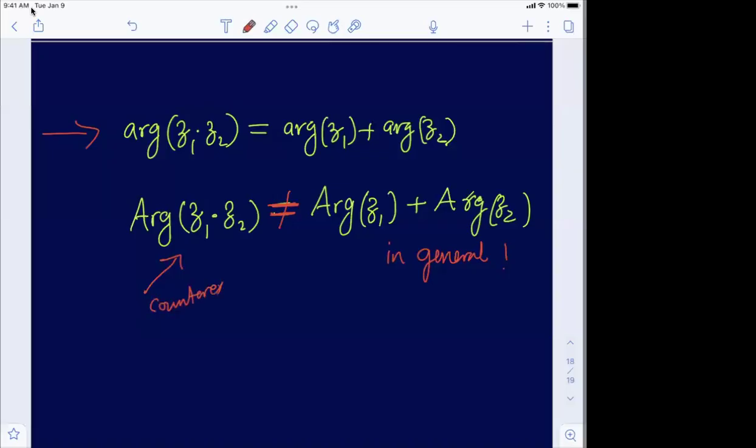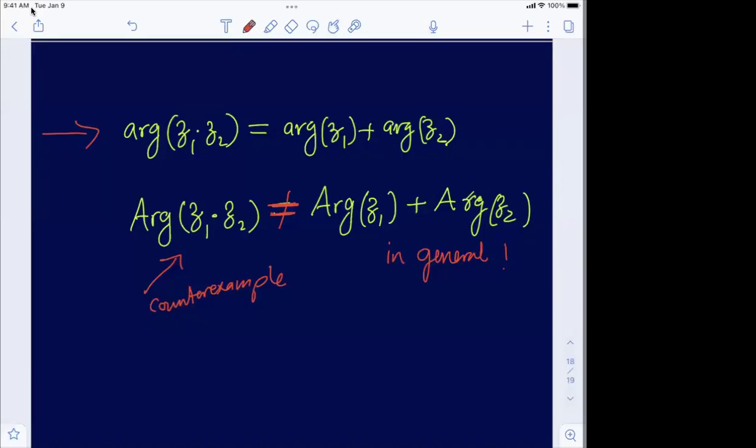Counter example. What is a counter example? An example, like let's say, a selection of z1 and z2, select two numbers in a way that the principal arguments of the product would not coincide with the summation of the principal arguments of those two numbers separately.